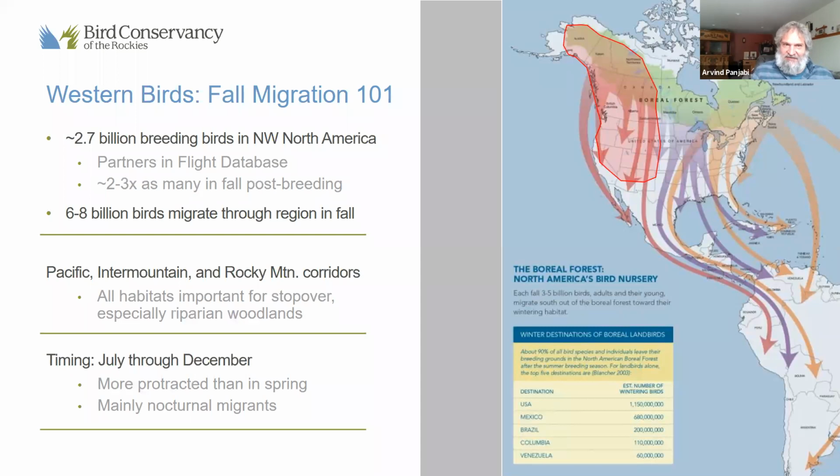Another important aspect of migration in the West and fall migration in particular is that it is a much more protracted migration than the spring, beginning in July with birds like hummingbirds and shorebirds and continuing on through December with raptors and waterfowl and even sparrows. Although some of these birds may move distances during the day, the longest distances are covered primarily during nocturnal flights, just like land birds do in the east and in the spring as well.